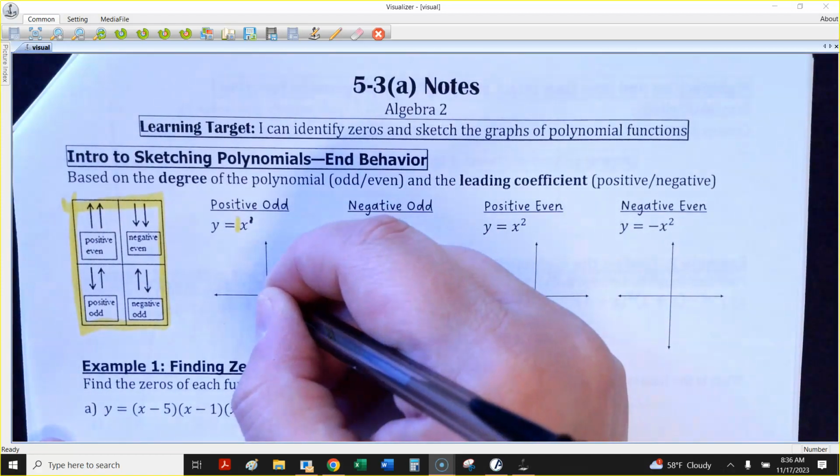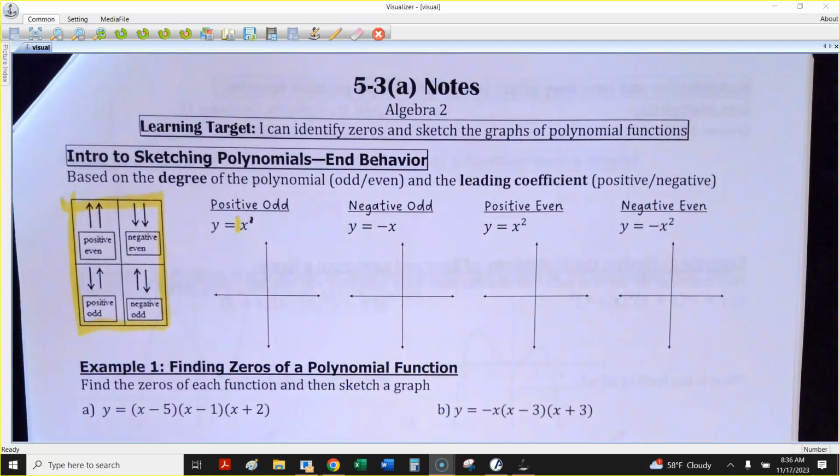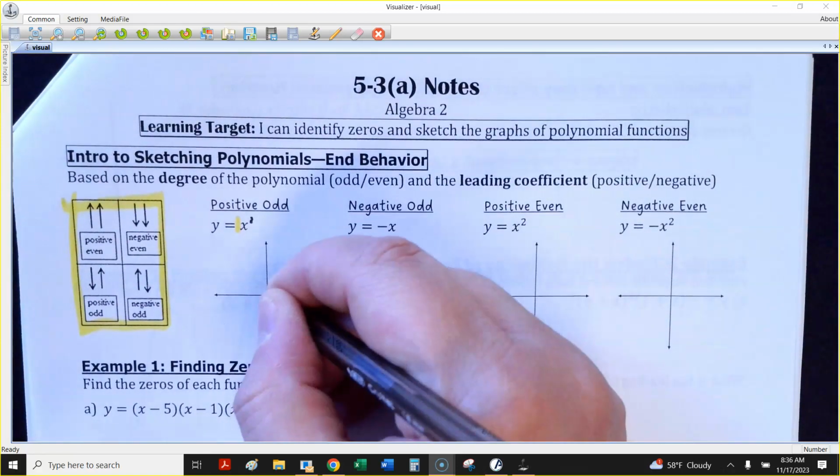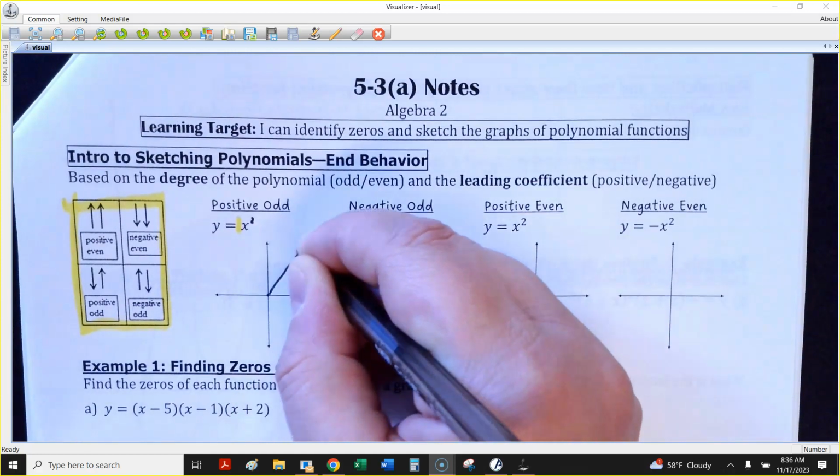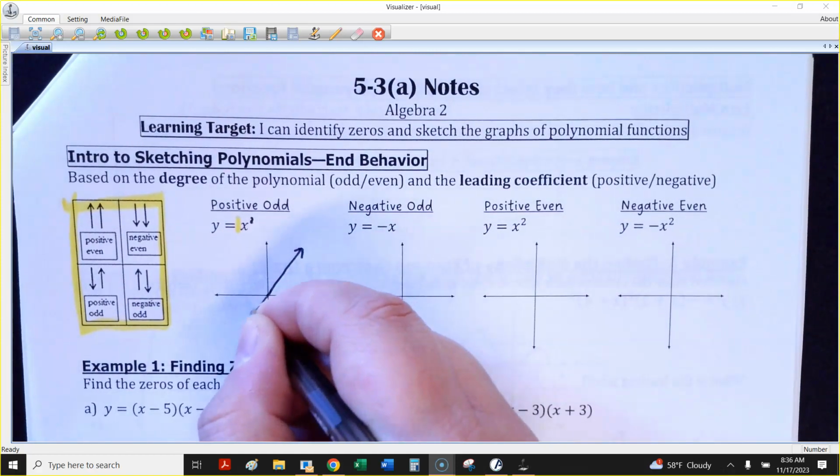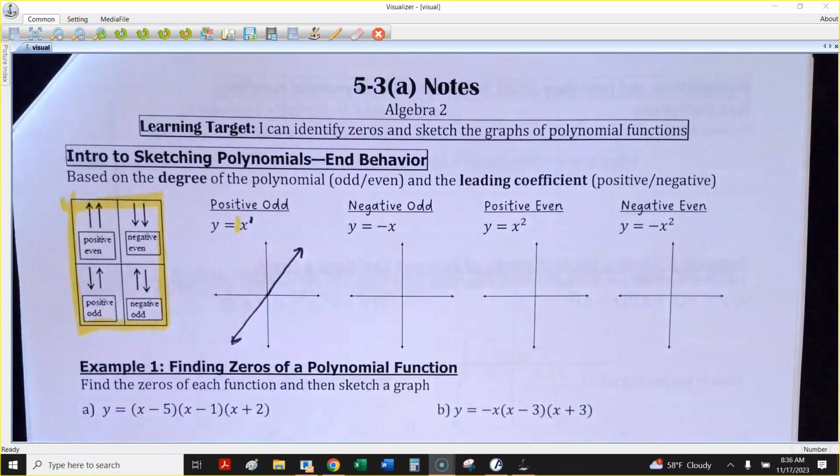If you just had y equals x, you'd start at 0, 0, and then go up 1 over 1, up 1 over 1. It's a perfect diagonal through the first quadrant and the third quadrant. I'm just doing a sketch here. It doesn't have to be perfect. What I'm talking about in this part is the end behavior.